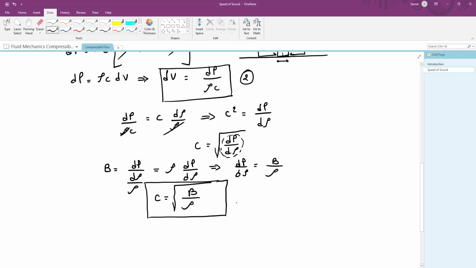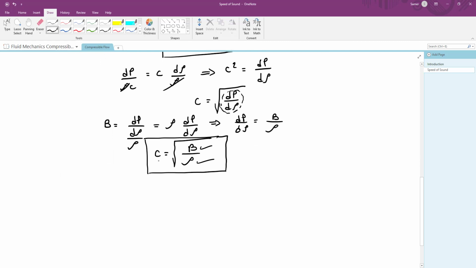And you can use this equation if you want to calculate the speed of sound in solids, liquids, or in gases. So simply, if you know the bulk modulus of elasticity and the density rho, we use this equation to calculate the speed of sound. Now, what we want to do, we want to further expand our analysis by dealing with ideal gases. So we want to obtain an expression for the speed of sound for ideal gases.